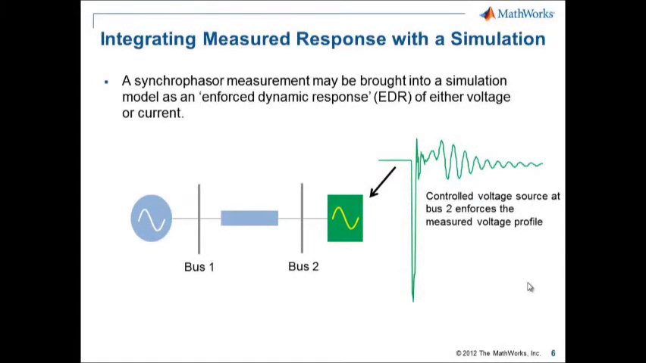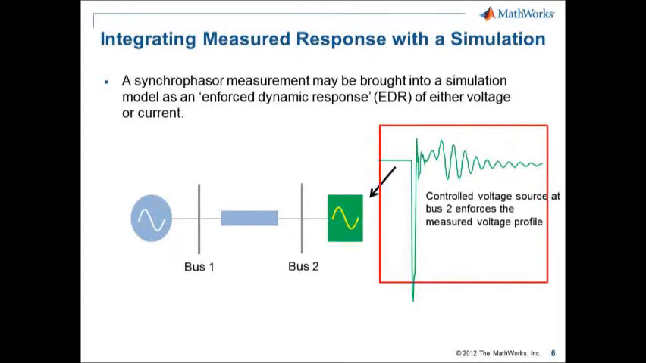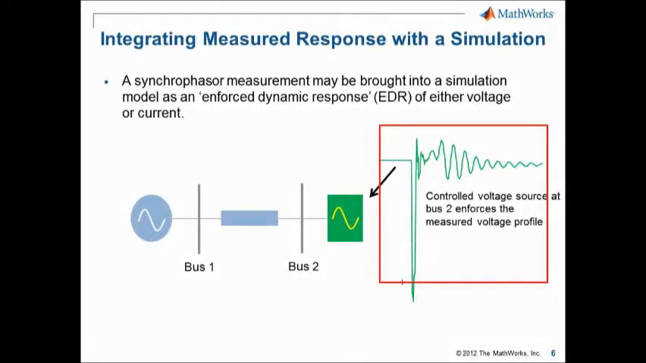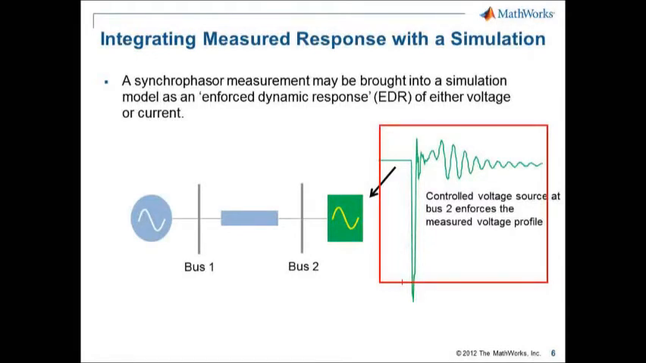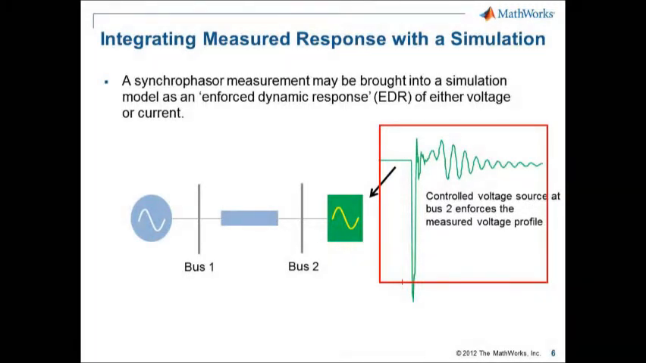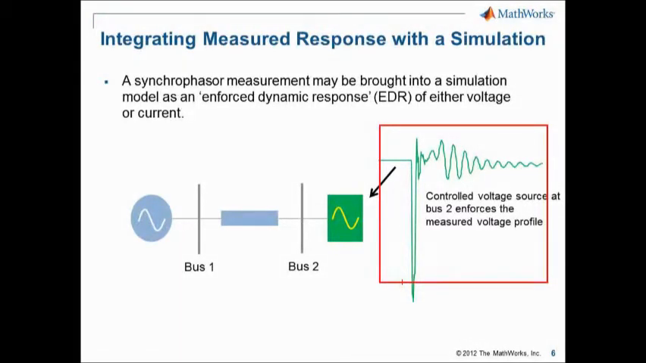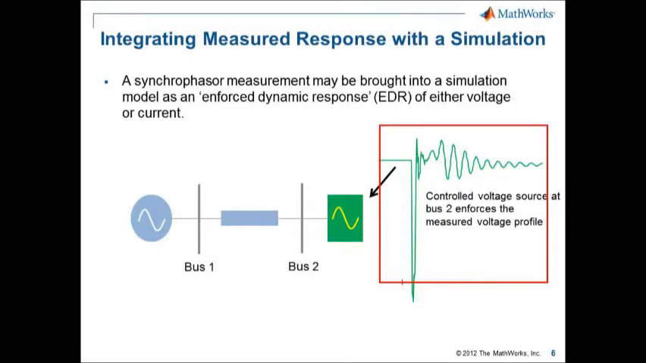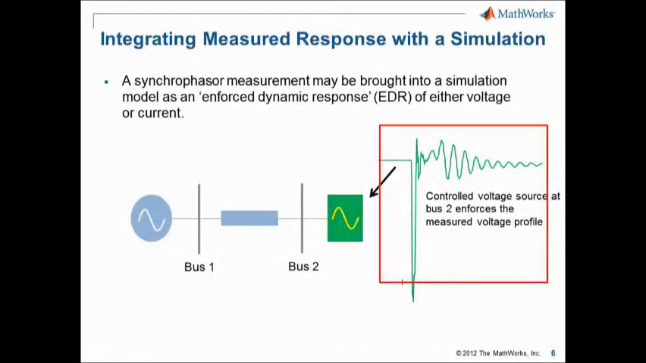Okay. Now, in this case, what we are going to do is bring in the measured phasor data from the field, which is the one highlighted here on the right-hand side, into a simulation as an enforced dynamic response. As I said before, the phasor measurement unit data, or the PMU data, gives you magnitude and angle of both the voltage and the current. So what we are going to do here is bring in one of those two quantities, voltage or current, into the simulation as this enforced dynamic response, and then measure the response of the simulation for the other quantity, which would be current in this case.